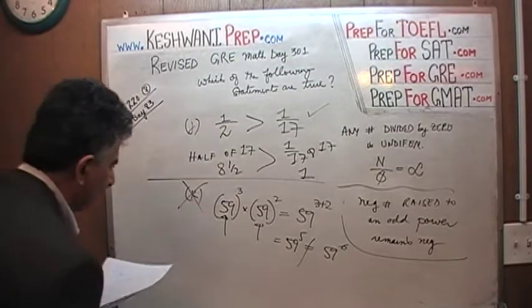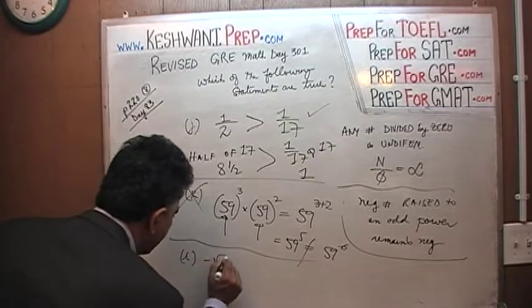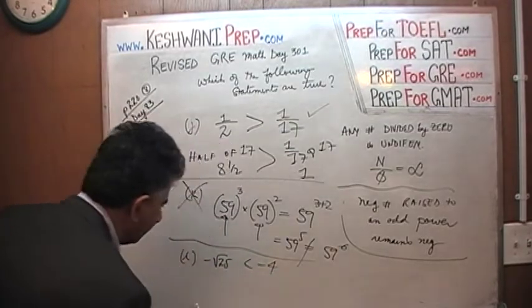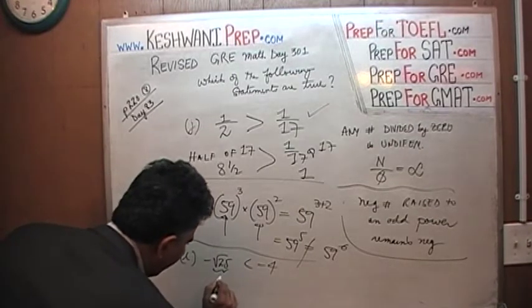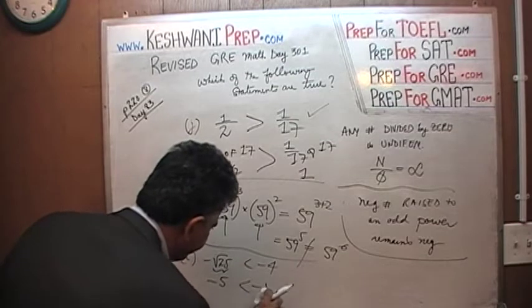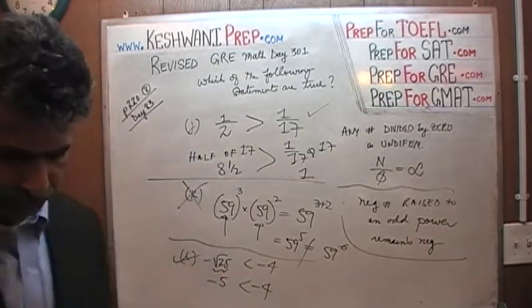And finally, the last one, which is negative of the square root of 25. The negative of the square root of 25, we are told, is less than negative 4. The square root of 25 is 5, and negative 5 is less than negative 4. And that is true.